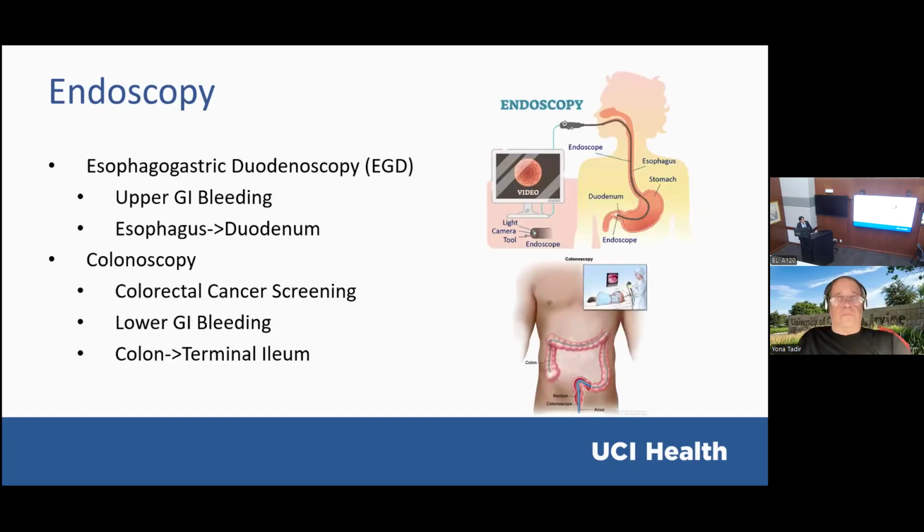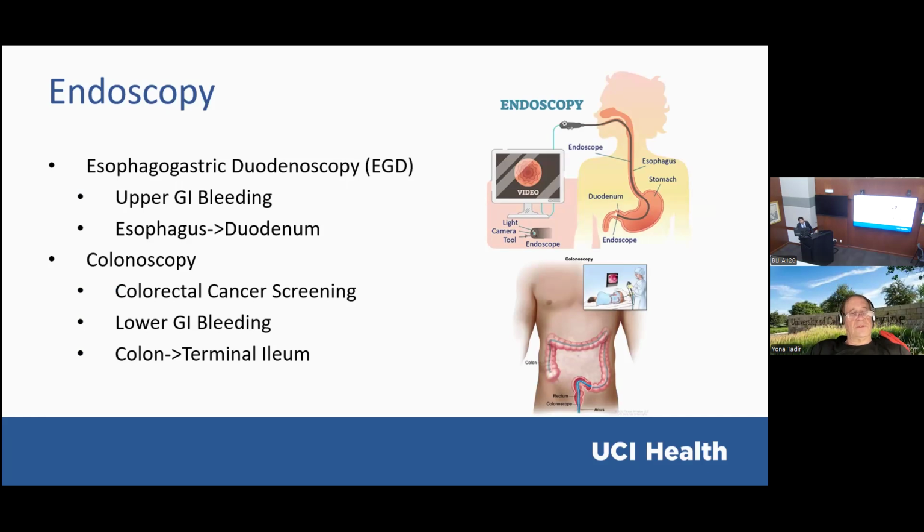So as far as the bread and butter of GI, we are proceduralists. All general GI doctors, gastroenterologists, are trained with endoscopy, upper endoscopy that looks from the esophagus to the first part of the small intestine, the duodenum. We can evaluate for upper GI bleeding, peptic ulcer disease, look for esophagitis, evidence of reflux disease. For colonoscopy, we go through the bottom, through the entirety of the colon to the last part of the small intestine, up to the terminal ileum.